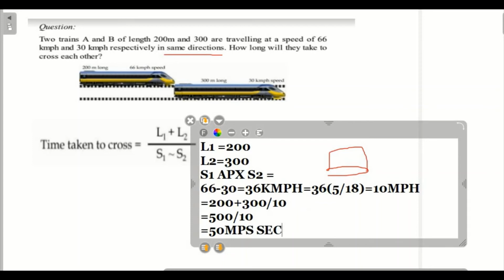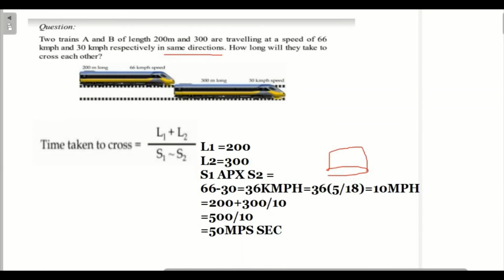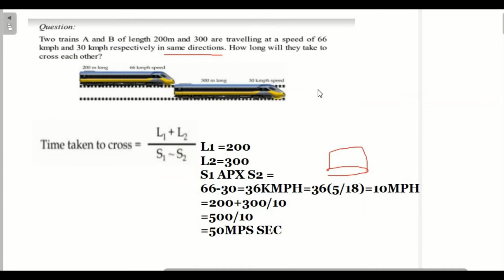So you have to be very clear while reading the questions. If you are going to find the trains in the opposite direction, you have to use the formula L1 plus L2, and you add the speed of first train and second train. And if you are calculating it for the trains in the same direction, you have to subtract the speed of train 1 and train 2. Shall we go for the next one?